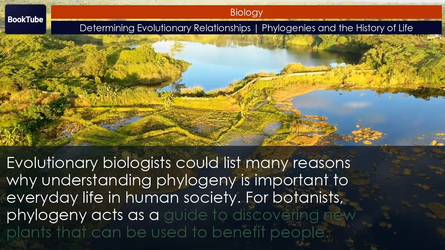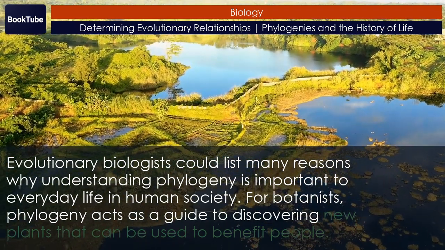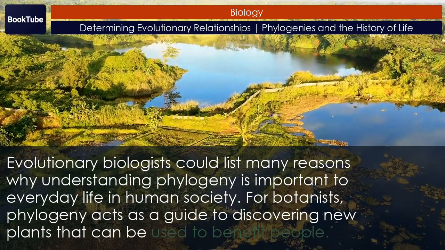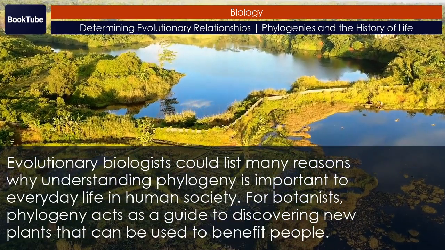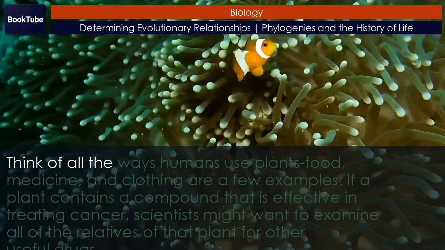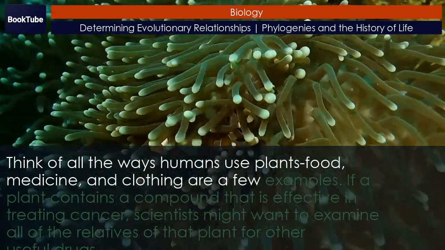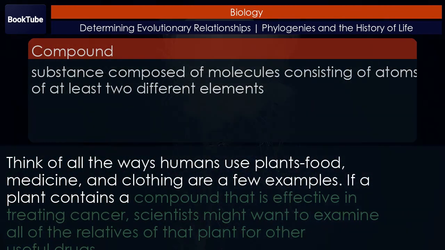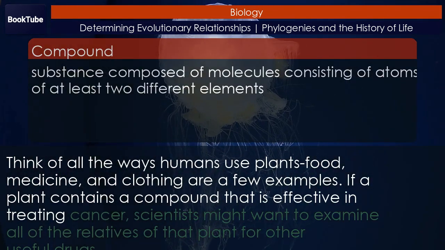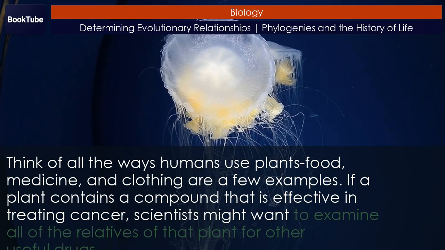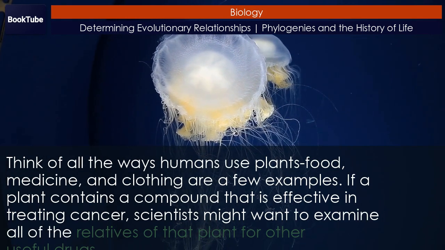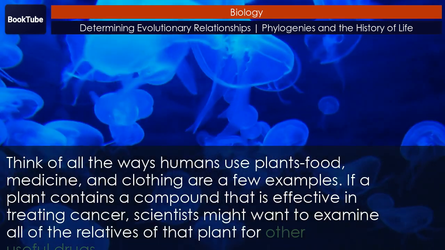For botanists, phylogeny acts as a guide to discovering new plants that can be used to benefit people. Think of all the ways humans use plants. Food, medicine, and clothing are a few examples. If a plant contains a compound that is effective in treating cancer, scientists might want to examine all of the relatives of that plant for other useful drugs.